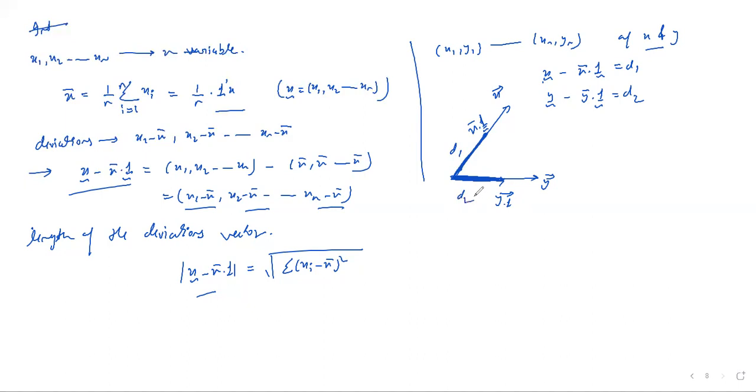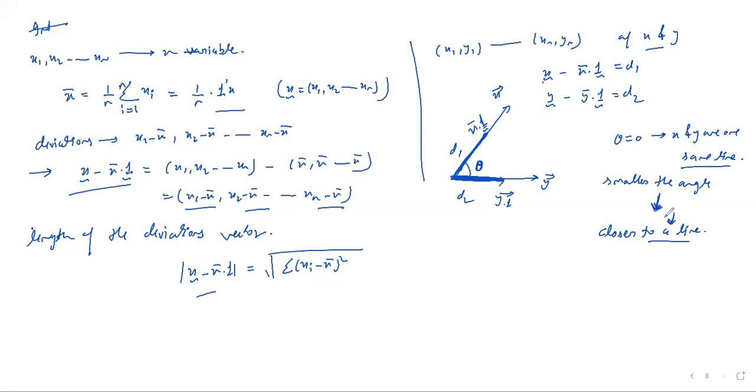These are the deviations d1, d2: x vector minus x bar 1 and y vector minus y bar 1. Okay, now if theta is the angle between these two deviations d1 and d2, if theta equals 0, then what does this mean? It means that x and y are on the same line. And the smaller the angle gets, the closer the vectors come to a line. So there is a linear relationship between these.